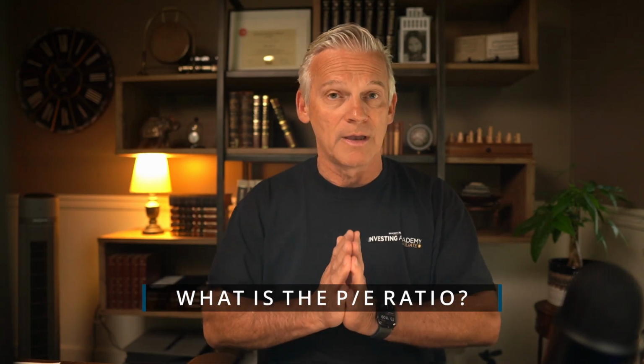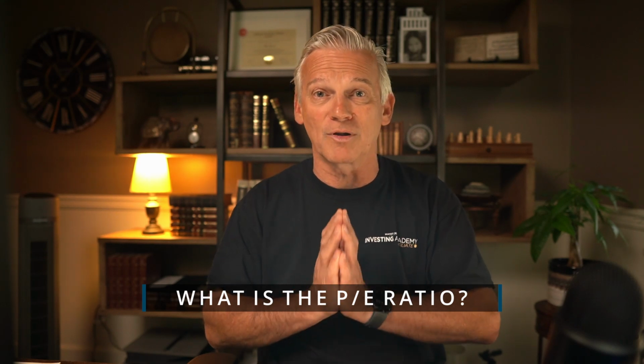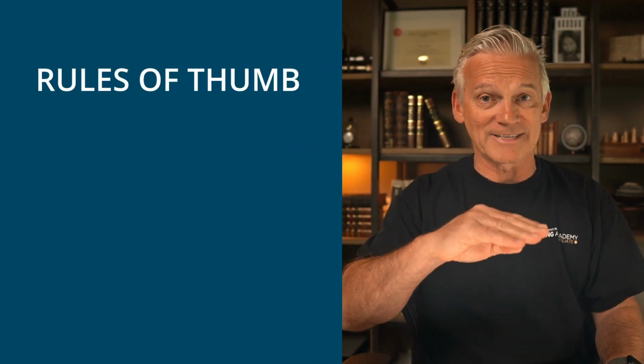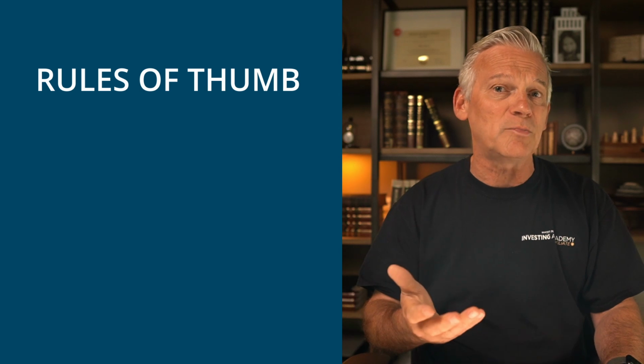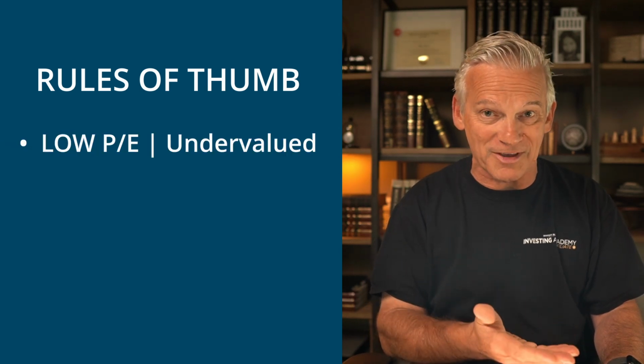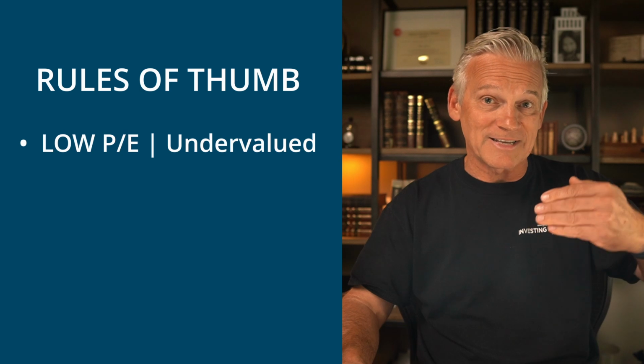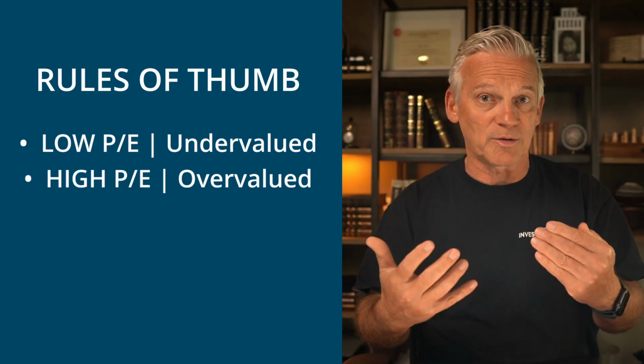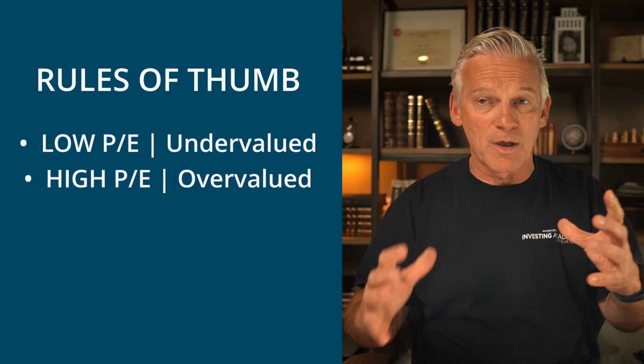So first of all, let's look at what the PE ratio is. It is one of the most popular, most widely used ratios that does provide a rule of thumb to determine whether a company you're interested in is either overvalued or undervalued. Generally speaking, if a company has a low PE ratio, it's thought that the company is undervalued. Conversely, if a company has a high PE ratio, it's thought that that company may be overvalued. But of course, it's not that simple. There's a lot of things we have to factor in. Let's cover those off right now.